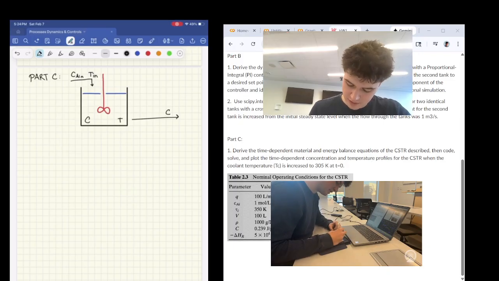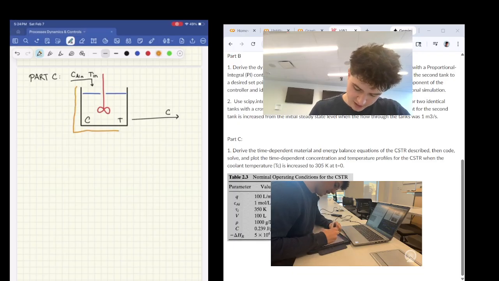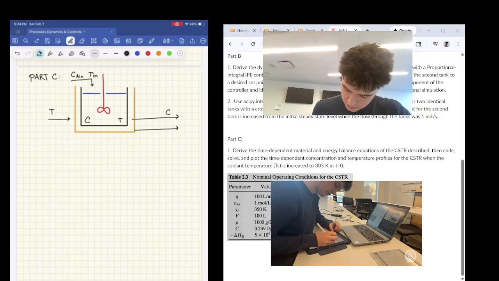Now the second part of this is that there's going to be something called a jacket around this tank. And in this jacket there's going to be a temperature. And out of this source we're also going to assume that this temperature is the same.